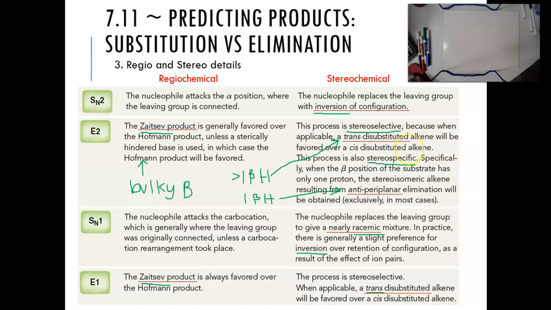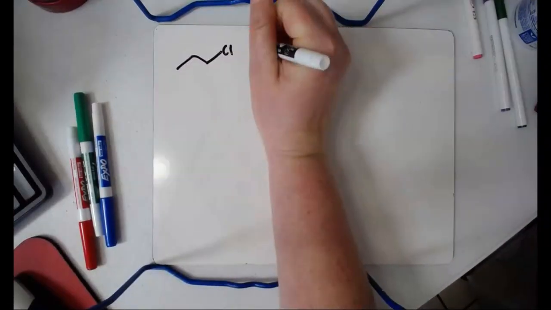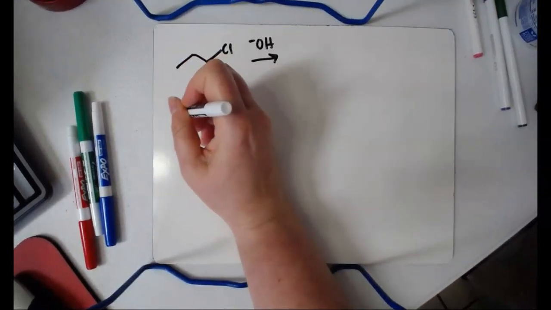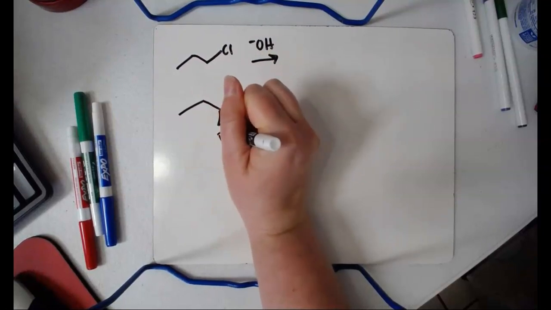All right, with all of that information, we are going to do some practice problems. The slide that I have up now are the two most important tables that are included in this chapter that are going to help you make these decisions. So I'm going to switch over to my whiteboard. I'm going to draw some reactions here. And what we're going to do with these reactions is we're going to draw out the major product, as well as decide which pathway it's going to take.